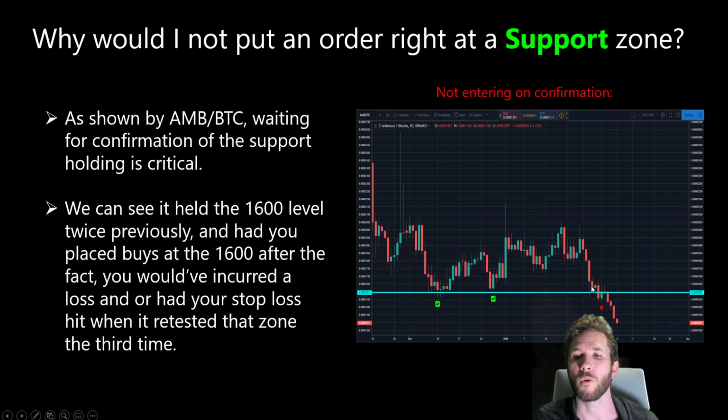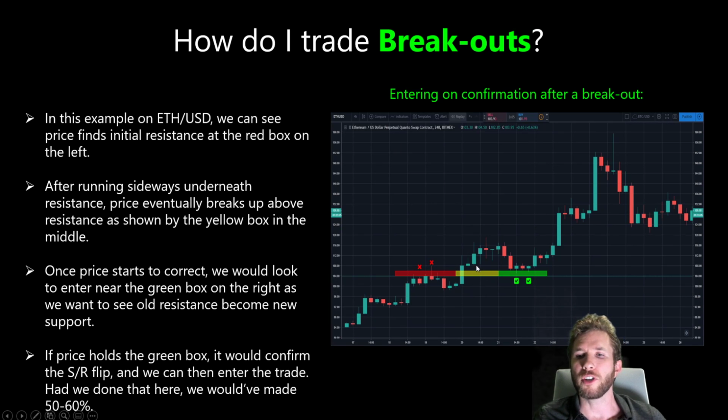So when we get 1 red, 1 indecision, and then 1 green, that's a good level to go into, and then the stop below the candle, maybe the wick, or just a little bit away, depending on the volatility of the market. So how do we trade breakouts? Breakouts are about the same concept as that SR flip.